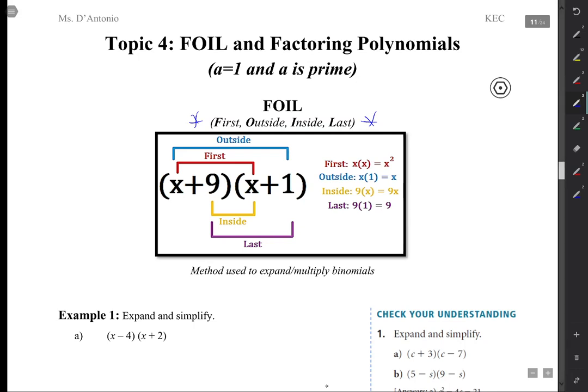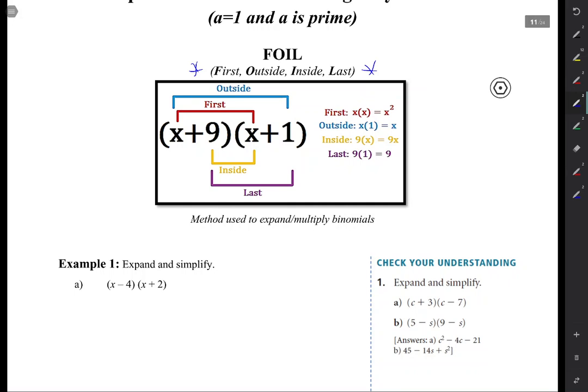So remember, a binomial has two terms. So if you look at this example here, both of these have two terms, so they're both binomials. So we start with the first term in each bracket and we multiply those first. So we do x times x because those are the ones that appear first in these two binomials.